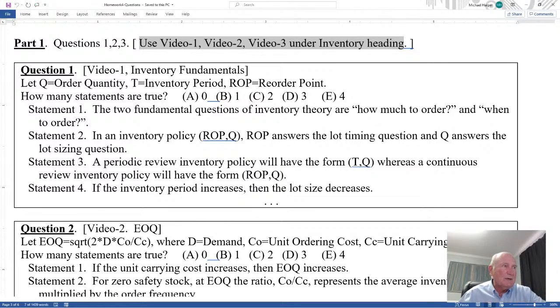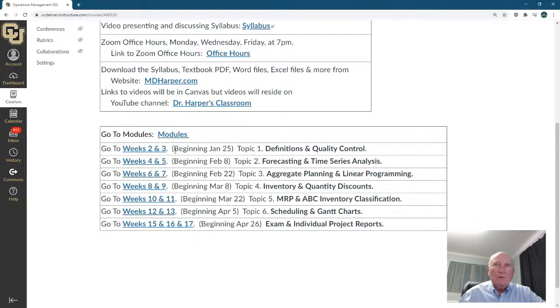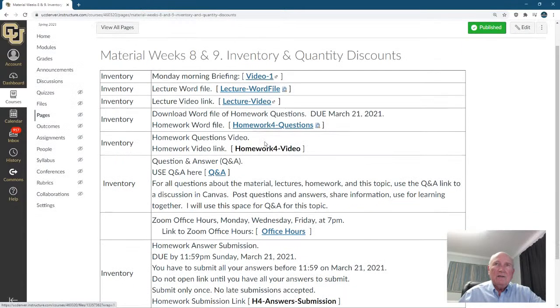Let's bring up Canvas. Here's Canvas. If you come down through here, one good resource is right here in weeks 8 and 9, which is topic number 4, and that's where we are. This lecture video is what I did last week, and it covers the material. The one I'm doing right now will be right here, the homework video, showing where to find things and how to work the homework.